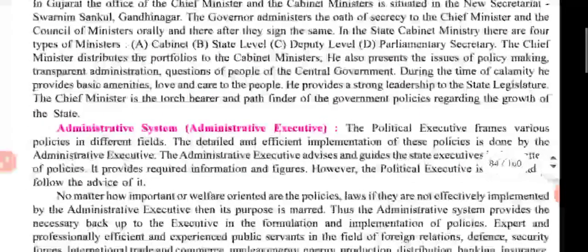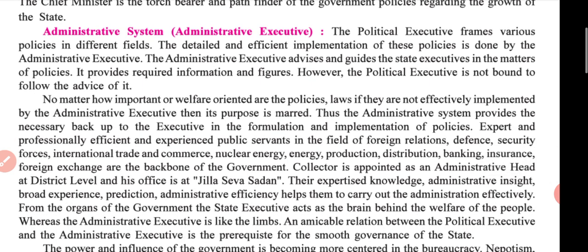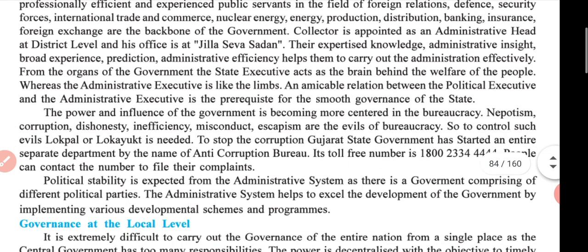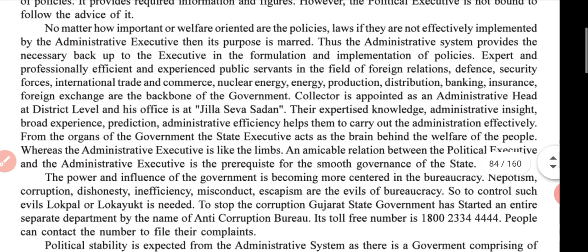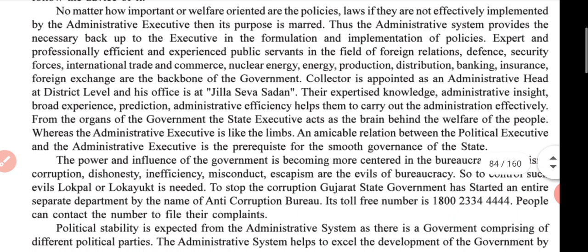So, administrative system. We are going to start the administrative system. This topic is not that important for the examination. We will just read it plainly, and if 2 or 3 points are important, then I will mark them. So please don't give that much importance to this topic for the examination. It is not that important.